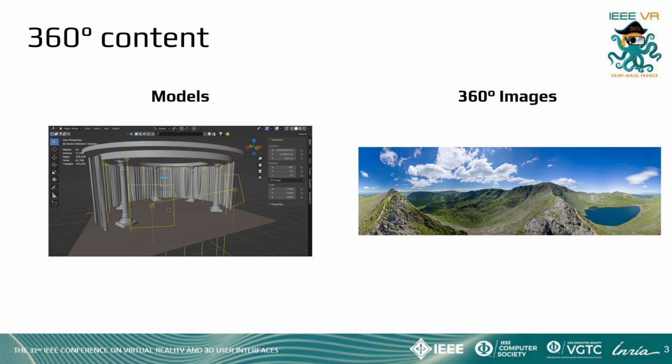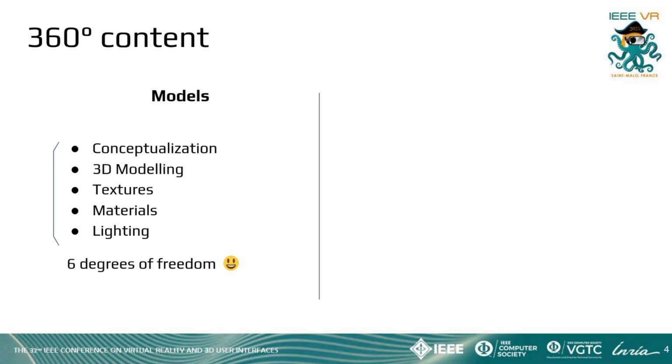360 content is typically created either through modeling scenes or capturing 360 images, both with pros and cons. Modeling operates in a series of stages to create the final immersive scene. Conceptualization, a 3D modeling stage to give a structure to the scene. Textures and materials that provide the looks of the world. The design of the lighting. Although models provide high flexibility of design and naturally provide 6 degrees of freedom, the design process is expensive and requires multiple levels of expertise to obtain the final product.